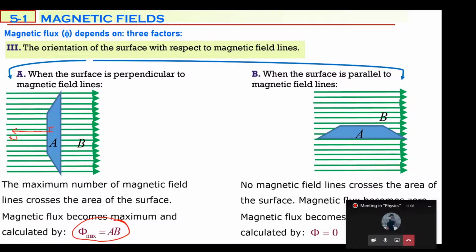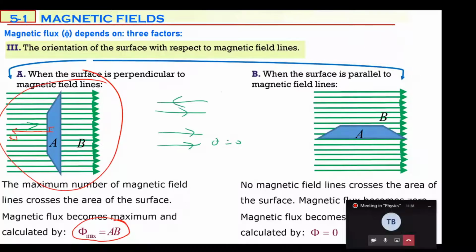Teacher, in the first one, isn't it 90? I mean, this green line and the red line, what is the angle between them? 0. 0 or 180. If they are in opposite directions, 180. If they are in the same direction, 0. If two lines are in the same direction, the angle between them is 0. If two lines are in opposite directions, the angle between them is 180.